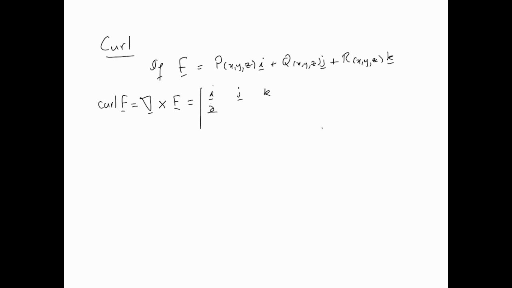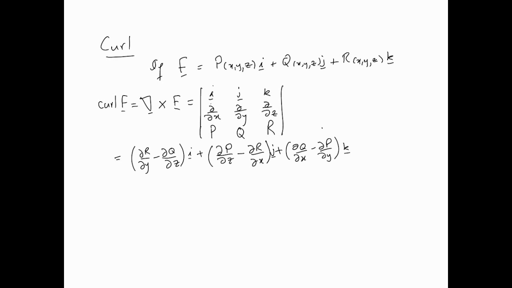i, j, k, partial by partial x, partial by partial y, partial by partial z, and then you have your P, Q, and R, which are functions of x, y, and z. So this is basically the way we calculate it. Of course, as I said, you can also write it without the i, j, k's. All right. Let's look at an example.